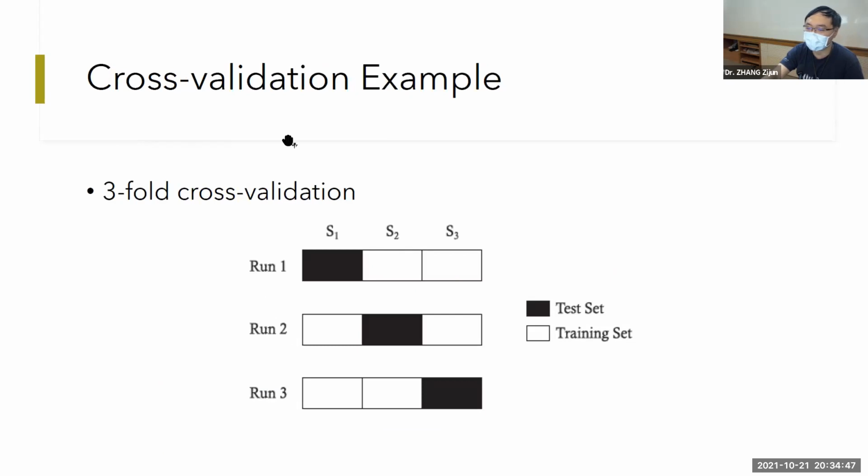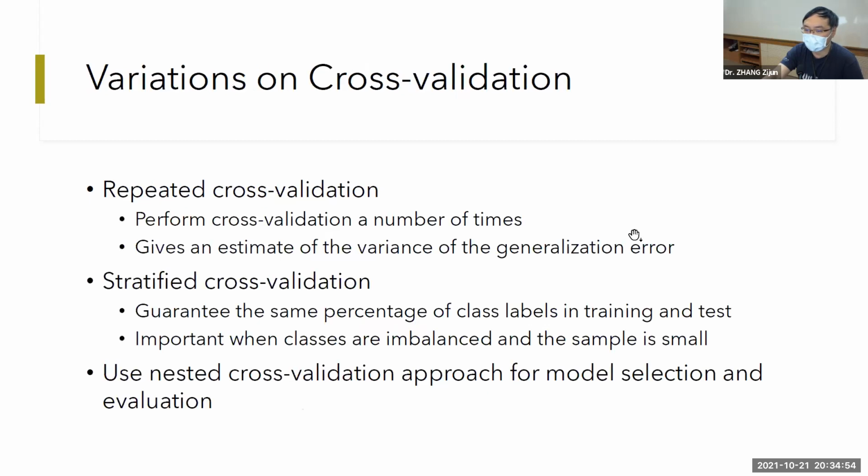So this is an illustration of the threefold cross-validation. I've talked about this, so I'll just skip these slides. There are two types of cross-validation. One is directly to do a repeated cross-validation. Another is called stratified cross-validation.